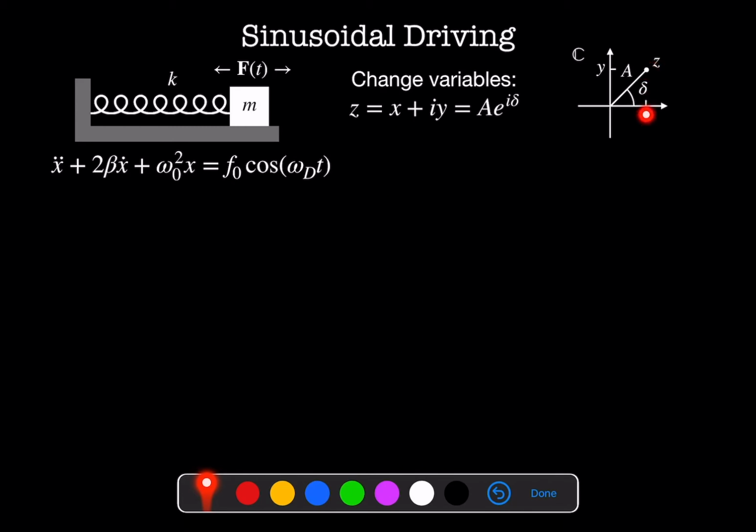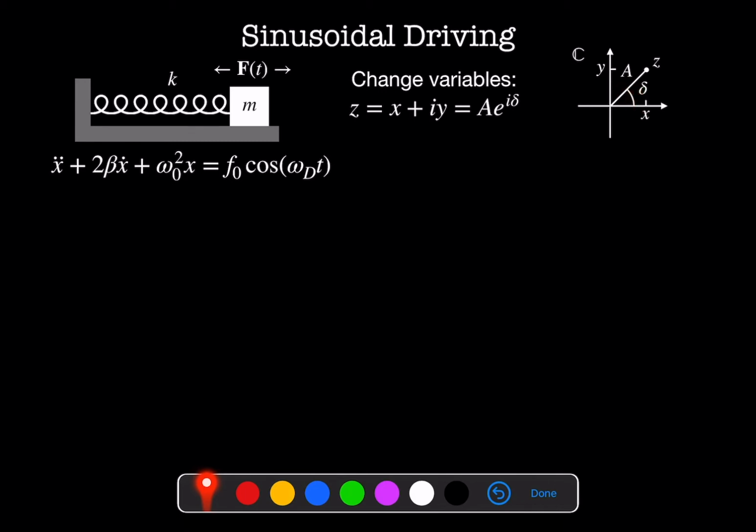So the real part of z is going to be x, and the imaginary part is going to be y. But I can equally well write this in terms of an amplitude. So A is the magnitude of z, and delta is its phase.